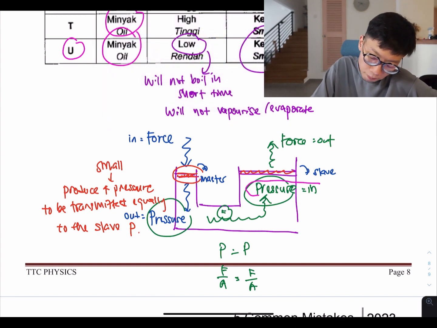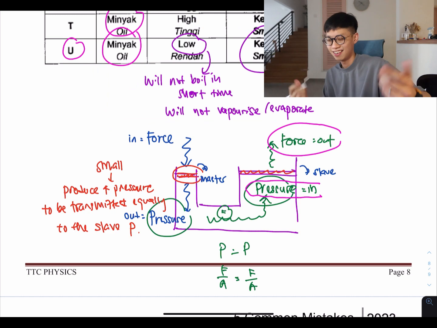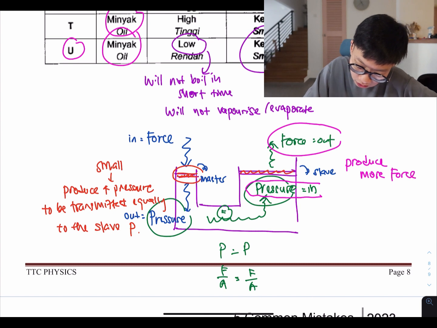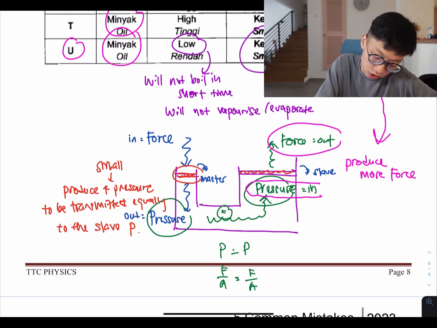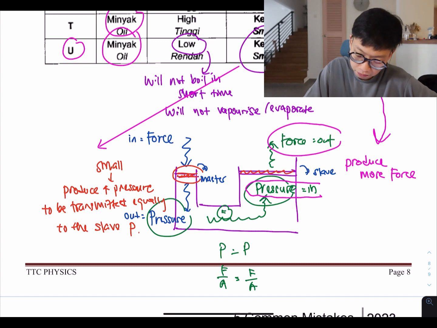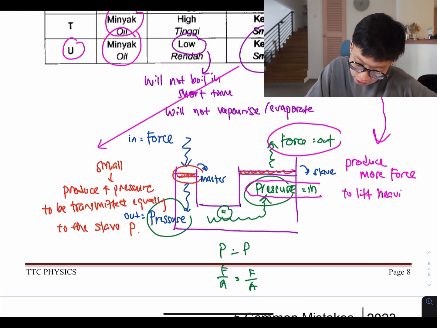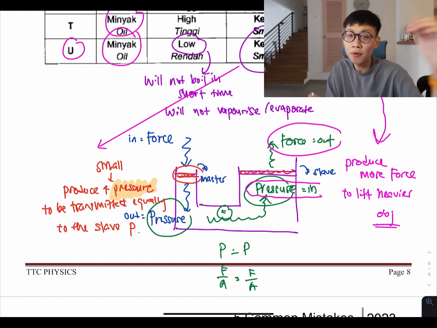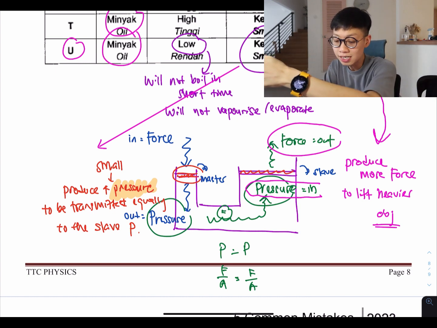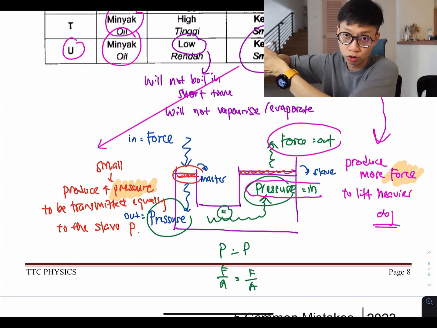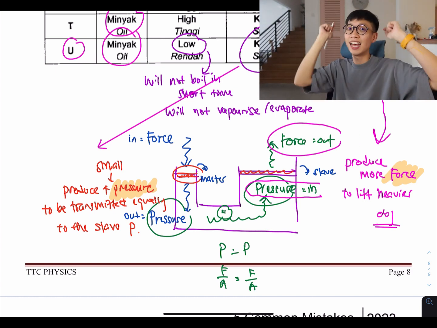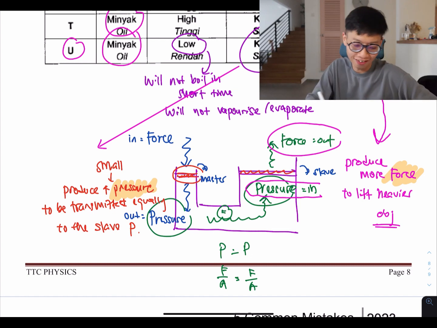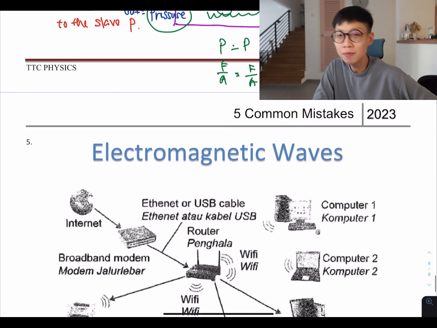Then what about this one? Okay, if you masuk pressure, keluar force, so you will say what? To produce more force. Okay, because now this is big already, right? So this small is this, right? Produce more force to lift heavier objects. So you nampak tak? On the left hand side, I state the pressure transmitted. On the right hand side, I say the force produced. So technically, this is how you should explain this whole entire thing, guys. Faham tak? Can alright. So this is our example, common mistake number 4.